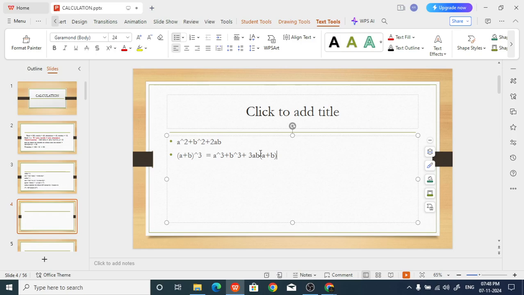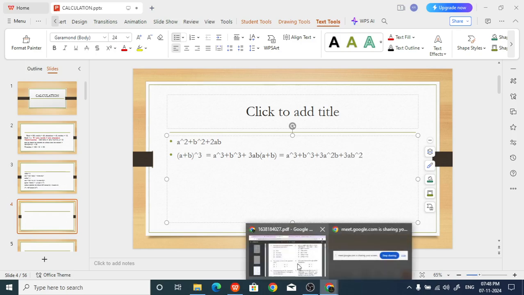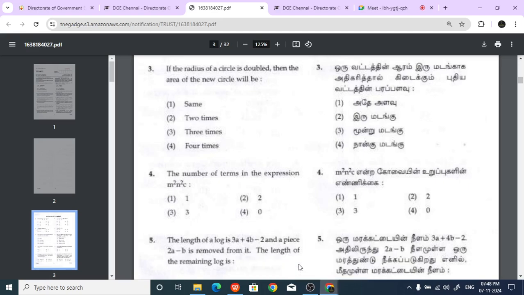So you can say the expansion of a plus b whole cube has got 4 terms. That is equal to a cube plus b cube plus 3a square b plus 3ab square. Okay, so 4 terms are there. Just to show you how many terms I have just done it.